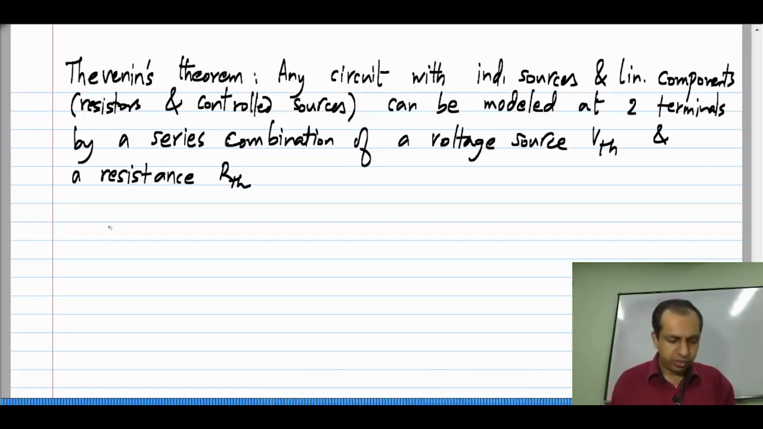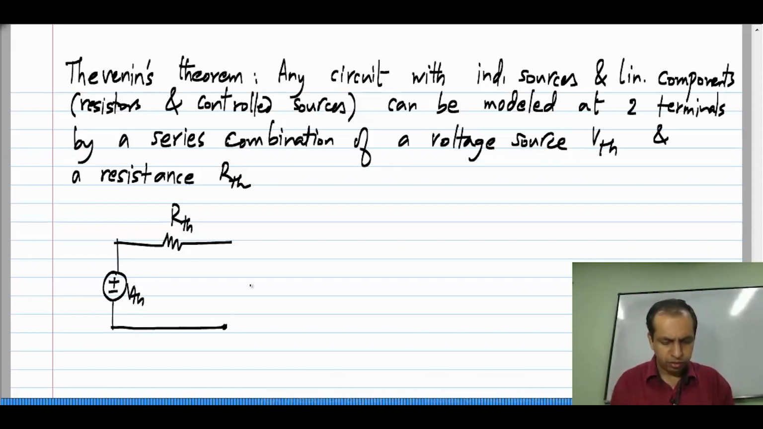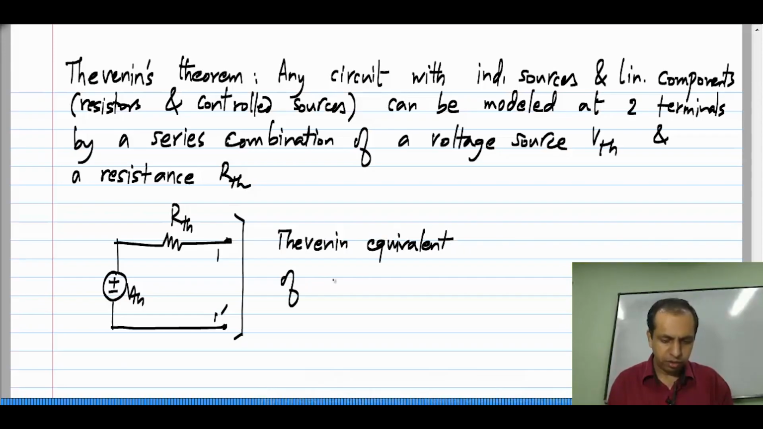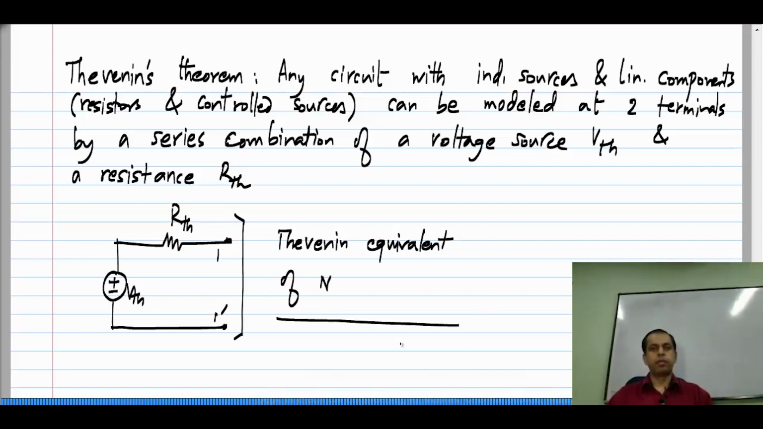And the series combination of VTH and RTH between 1 and 1 prime, this is known as the Thevenin equivalent of N. Okay. So, that is Thevenin's theorem, and you have the Thevenin equivalent or Thevenin's equivalent of your circuit N. Okay.